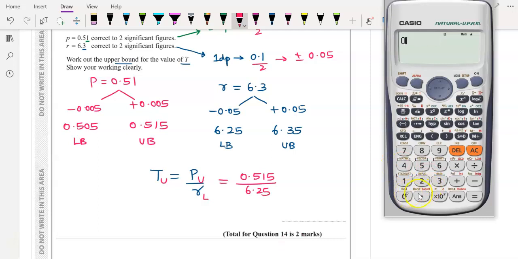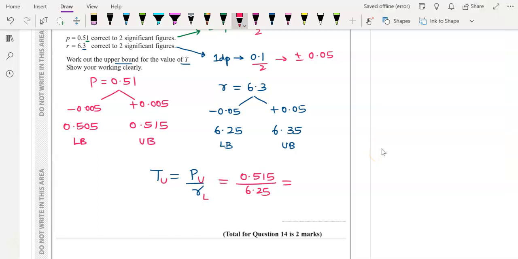So 0.515 divided by 6.25. That gives me 0.0824. In this chapter make sure you do not round, no rounding. Okay, so this is the final answer.